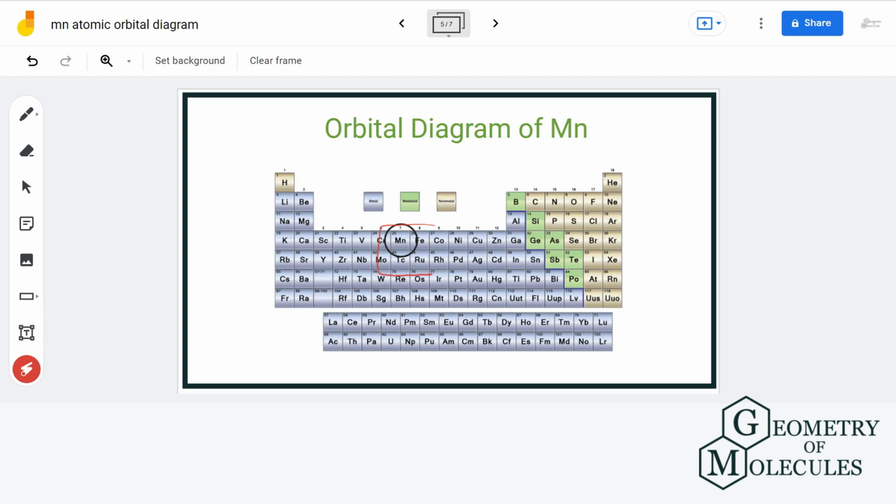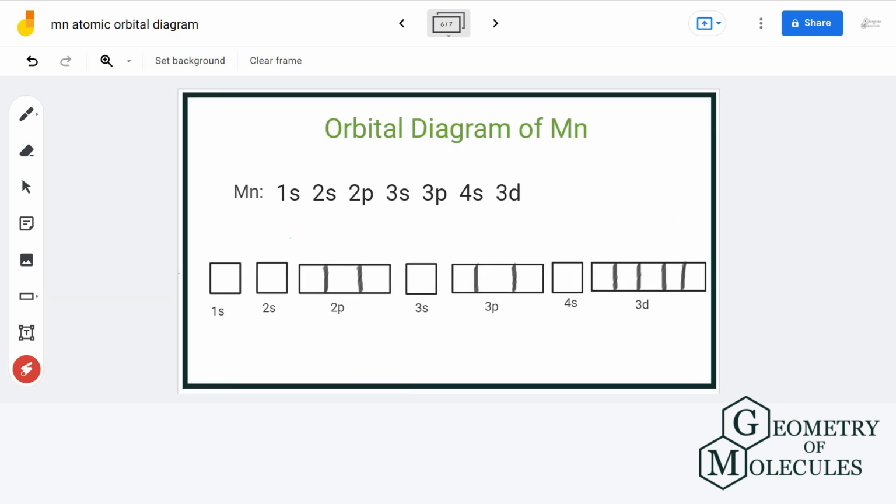Now manganese is a d block element and has an atomic number of 25. That means that it has 25 protons and 25 electrons. Now that we know the number of electrons, let us write its electron configuration. It will be 1s2, 2s2, 2p6, 3s2, 3p6, 4s2, 3d5. If you add up the numbers here, you will get the value of 25.